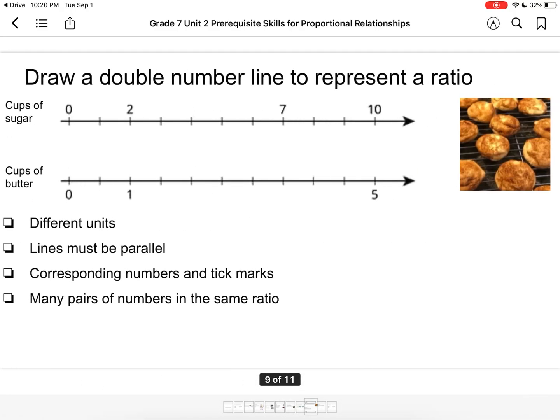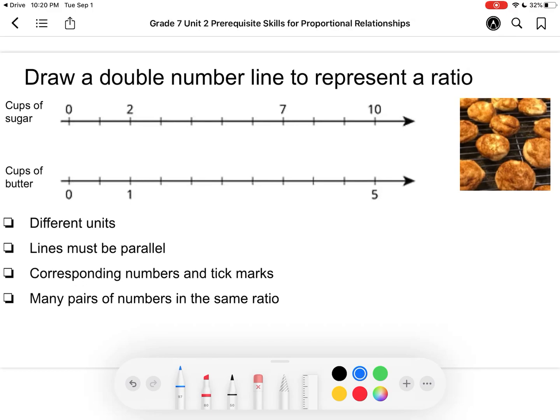A double number line can also be used to represent a ratio. It's useful when we have different units. So here we have cups of sugar and cups of butter in a recipe for sugar cookies. And the lines must be parallel. You can see here that the two lines are parallel.